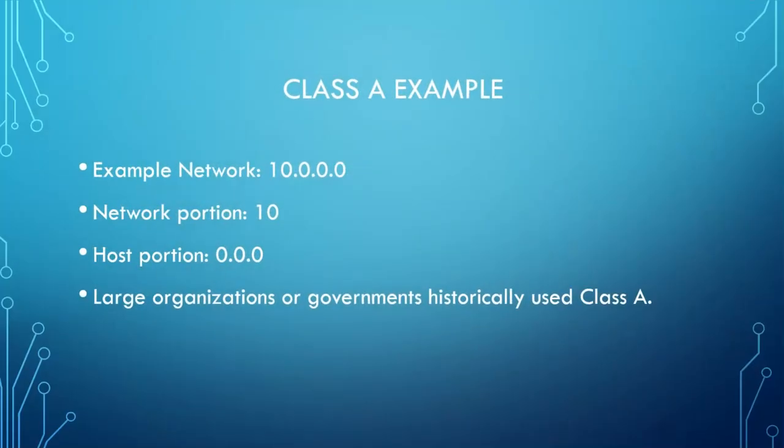An example of a Class A network is 10.0.0.0. In this example, the network portion is 10, because it's the first octet, and the host portion is the remaining 3 octets. This means that a network like this could support thousands or even millions of devices.